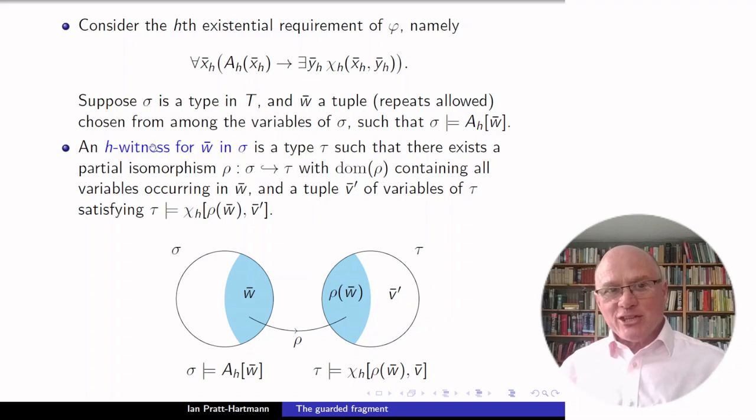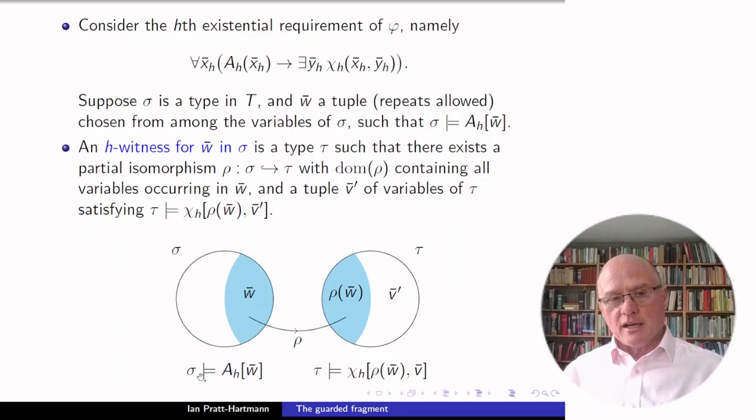We'll say that an H witness for W bar in sigma is a type tau such that there exists a partial isomorphism rho from sigma to tau, with the domain of that partial isomorphism containing all the variables occurring in W bar, and a tuple V bar of additional variables of tau such that the image of W bar together with V bar satisfies chi H, this formula here occurring in the witness requirement, in the type tau.